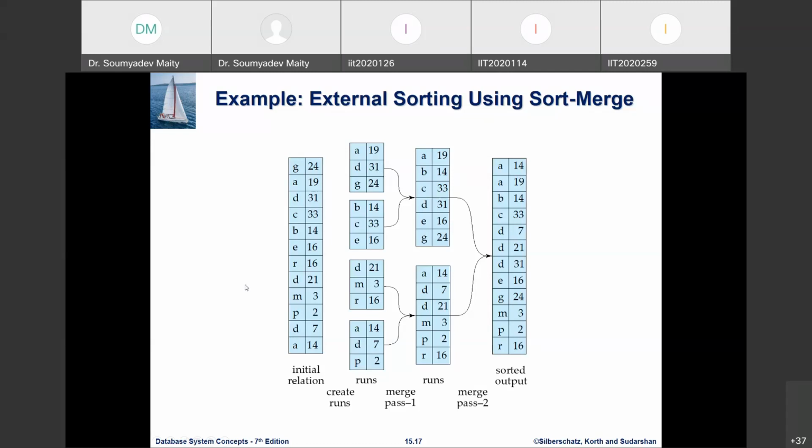So 4 runs are executed, and as a result 4 run files R0, R1, R2 and R3, 4 temporary files, are generated.